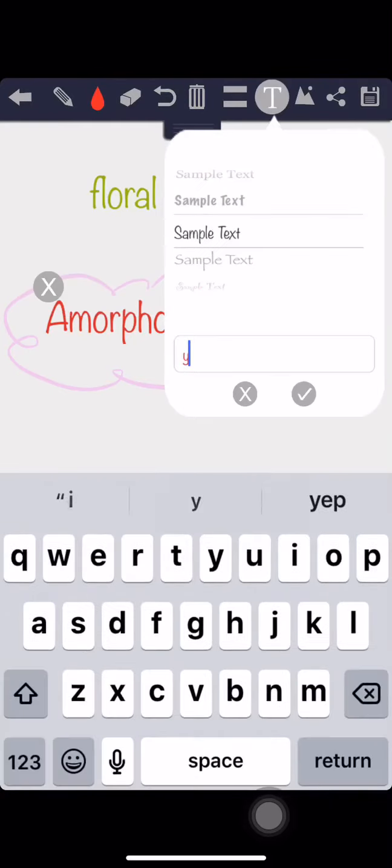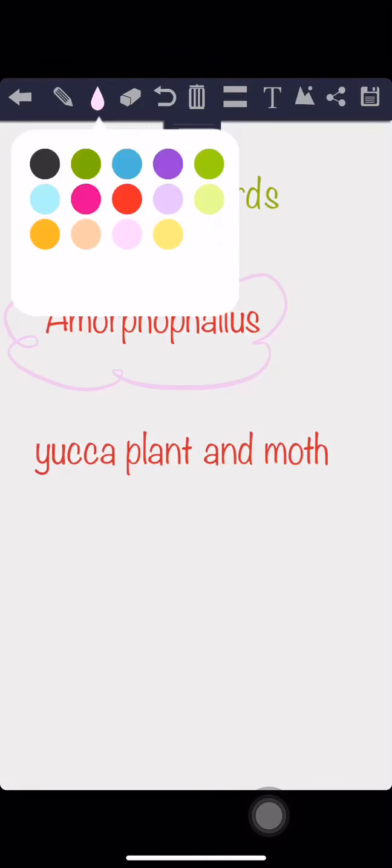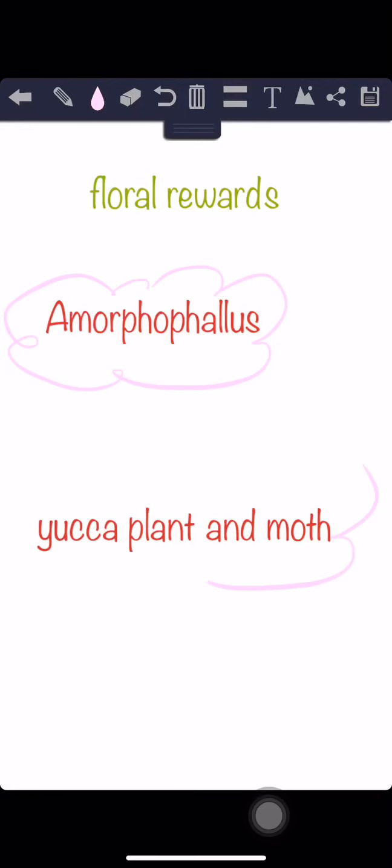the yucca plant and moth. This is also another example of floral rewards, where in the yucca plant the moth can lay its eggs, and in return the yucca plant gets pollinated. Such kind of floral rewards comes under this condition, and this is also called mutualism, where both are benefited.